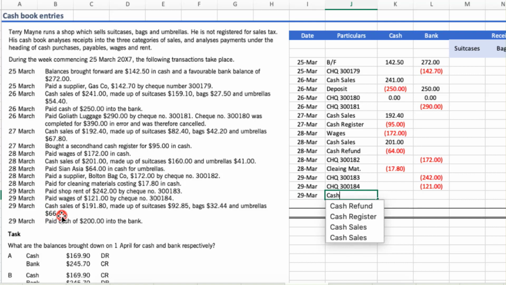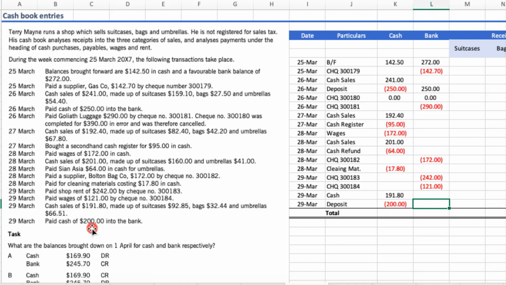Then 29th March again, cash sales total 191.80, increase the cash balance. And last, 29th March, paid cash of 200 into bank. So deposit into bank account, we took out $200 cash, a reduction in cash balance, and an increase in the bank balance.